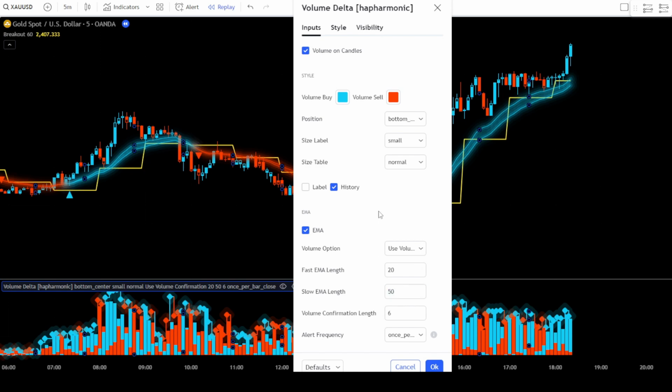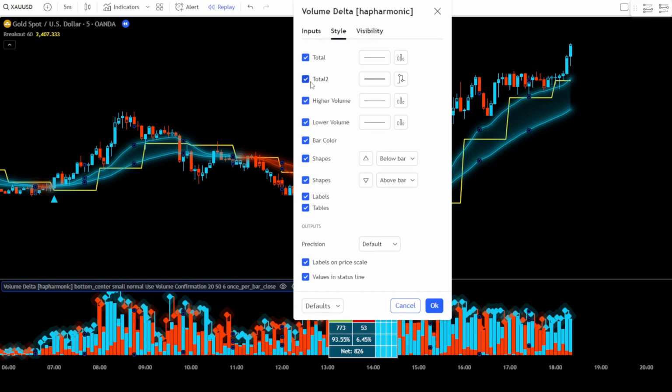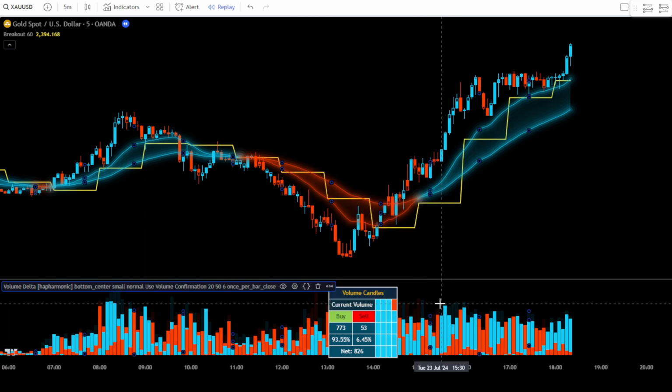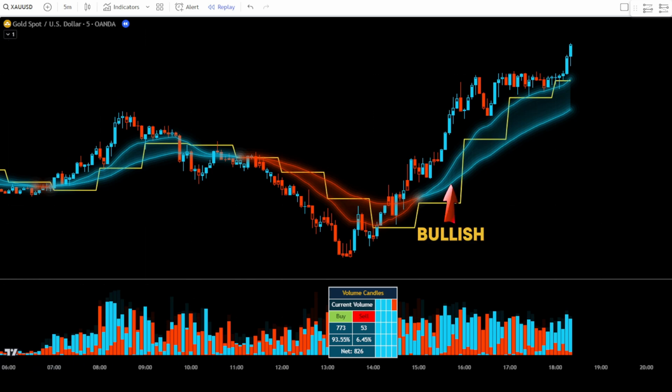After that, go to the Style tab. In the Style tab, uncheck the boxes for Total 2 and Shape. Once done, click OK to confirm the changes. This volume delta indicator will be used to guide the trend and see the volume formed in the market. If the EMA cloud is navy, that is a bullish trend signal. If the EMA cloud is red, that is a bearish trend signal.